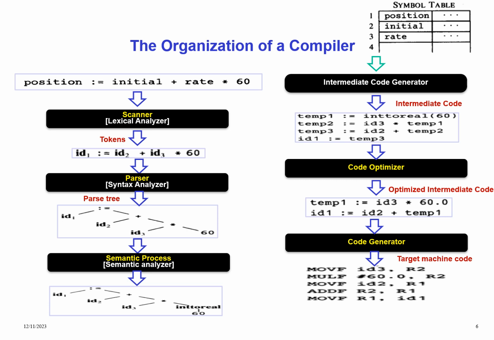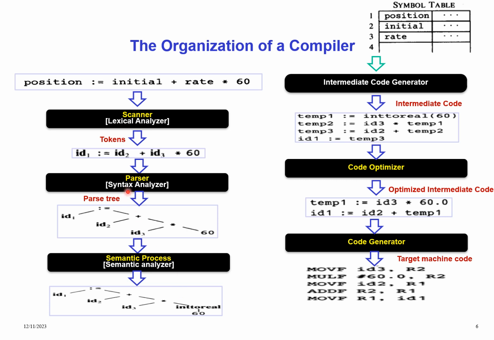This is the diagrammatic representation of a parse tree. We have the root nodes: equal, plus and asterisk, and these are all the values id3, id2 and id1, and this is 60. This is given to the semantic analyzer. It performs type checking, or if you need to convert an integer value to float or real, it generates that conversion.